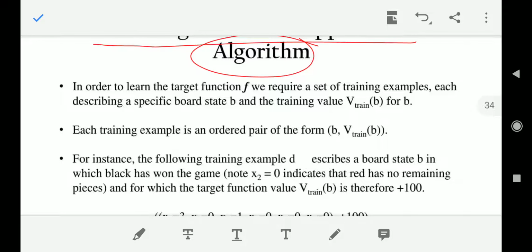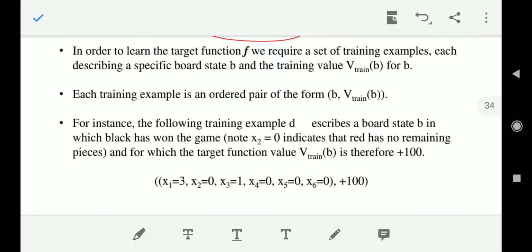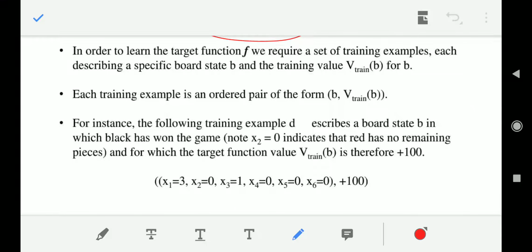It is very easy: if you win the game, we have assigned the value 100. If you lose the game, we have assigned the value -100. If the game is drawn, we are assigning 0. Just for example, take it that x2 is equal to 0. x2 is equal to 0 indicates that there are no red pieces on the board. That means black has won. Are you understanding? That means black has won.